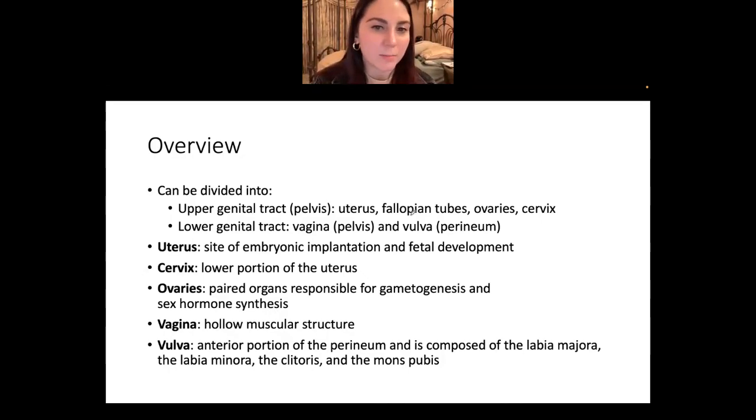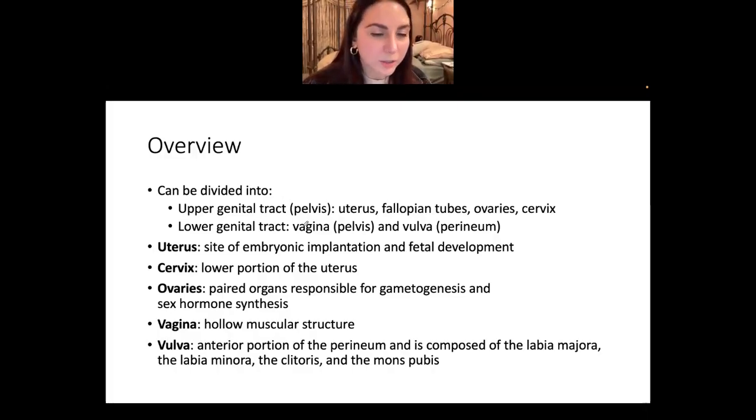What makes this difficult, in my opinion, is the blood supply. I have a picture and we'll talk about it, but all of these structures get supplied by different arteries, which is fabulous. The basic overview is that the female reproductive tract can be divided into two tracts: an upper tract and a lower tract. The upper tract is all located in the pelvis, and includes the uterus, fallopian tubes, ovaries, and cervix. I'll show you on the next slide where all these are.